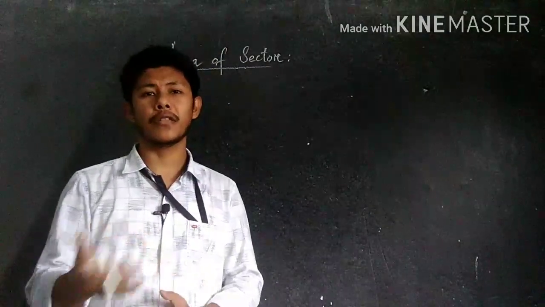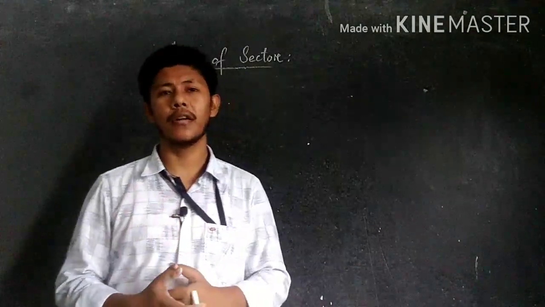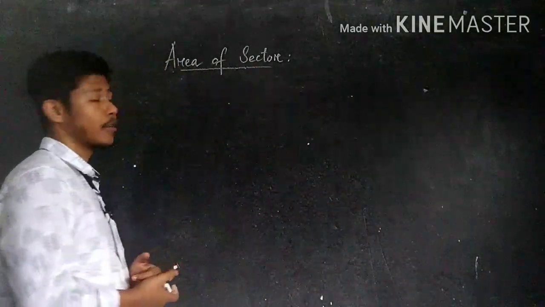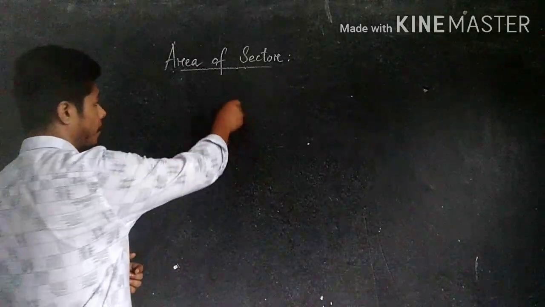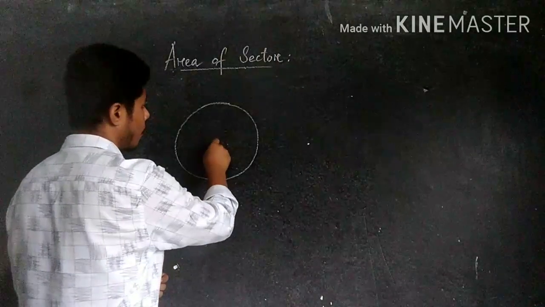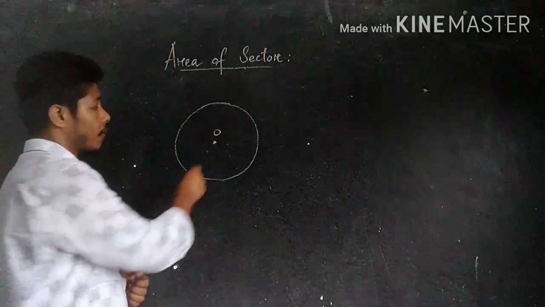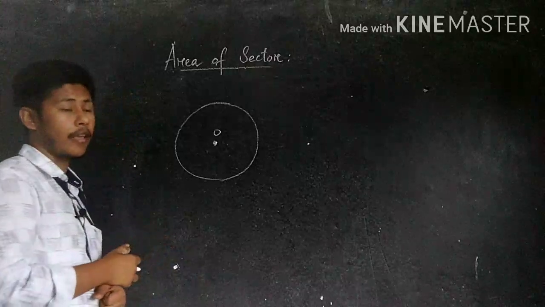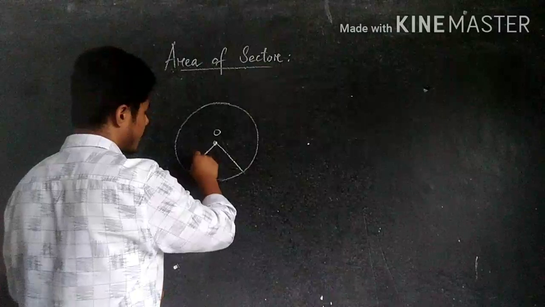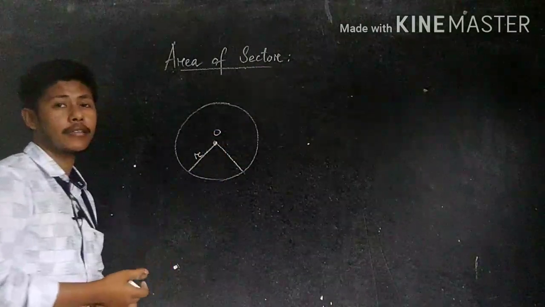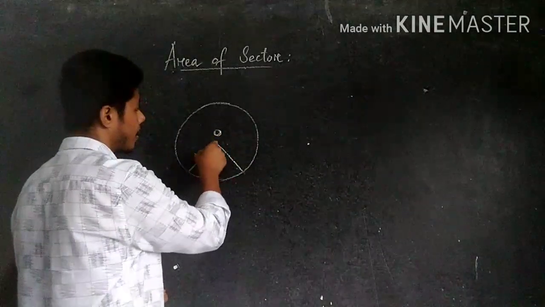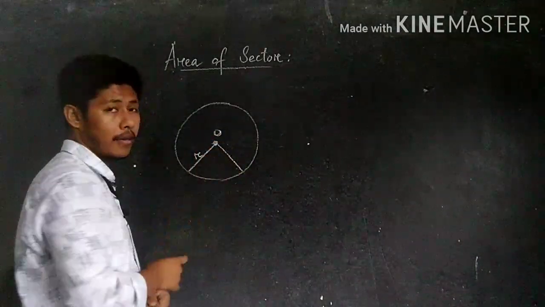After completing the first exercise, today we start the next topic, which is area of sector. So actually, what is a sector? First of all, suppose we consider a circle with center O, and from this center we draw the radius. Suppose the radius is R. Now from this center O, we draw two radii.